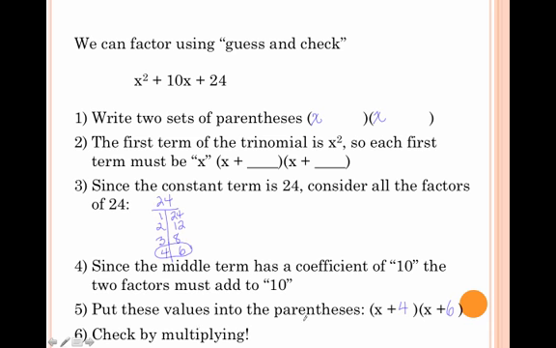And then, of course, I'm going to go back and double check by multiplying. So when I multiply these two out, I get x squared plus 10x plus 24. And it did work.